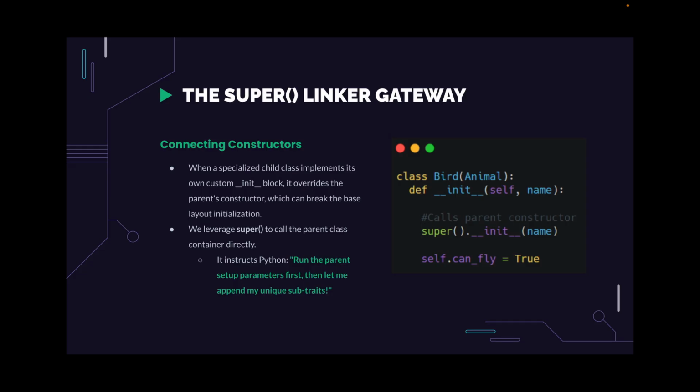So how you would do this is inside your child class. You would write def __init__(self, name), and then we would call the parent constructor. So super().__init__(name). And what this would do is it would add name to the list of attributes already specified by the parent constructor.